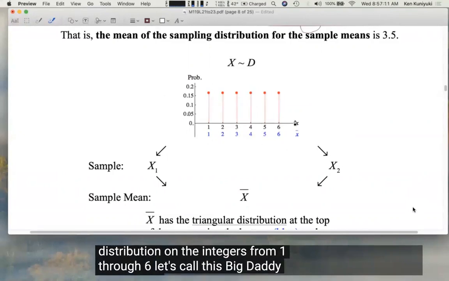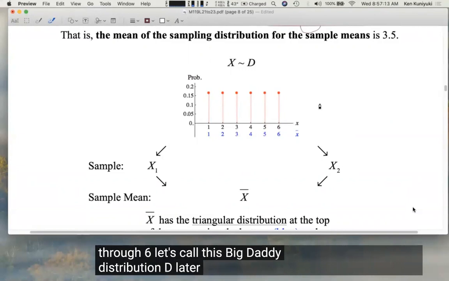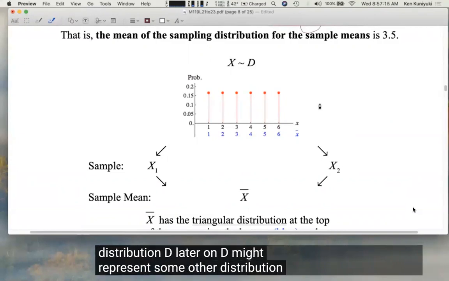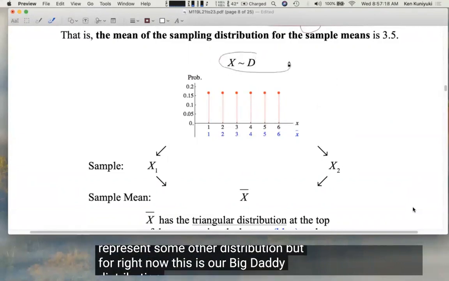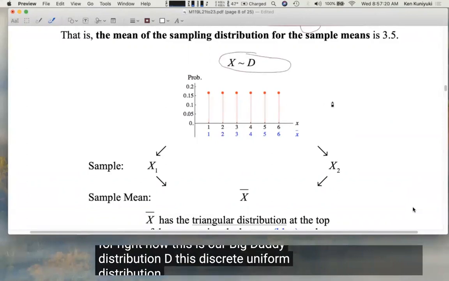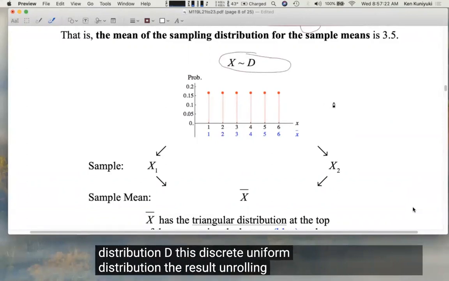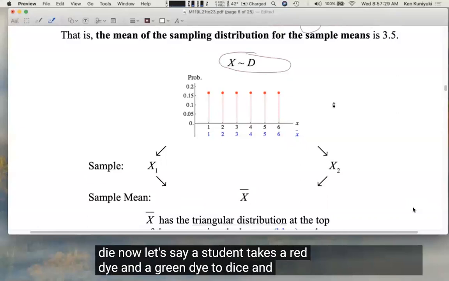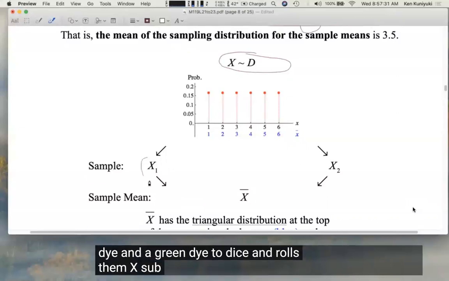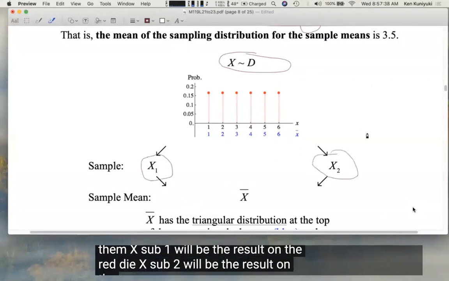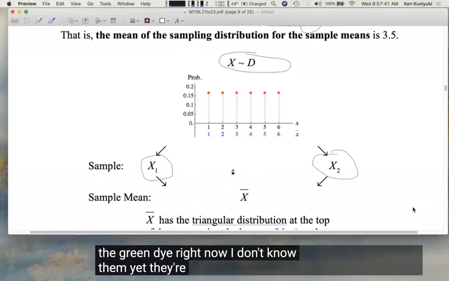Let's call this Big Daddy distribution D. Later on, D might represent some other distribution, but for right now, this is our Big Daddy distribution D, this discrete uniform distribution, the result on rolling one die. Now let's say a student takes a red die and a green die, 2 dice, and rolls them. X sub 1 will be the result on the red die. X sub 2 will be the result on the green die. Right now, I don't know them yet. They're random variables, but they each have this distribution.